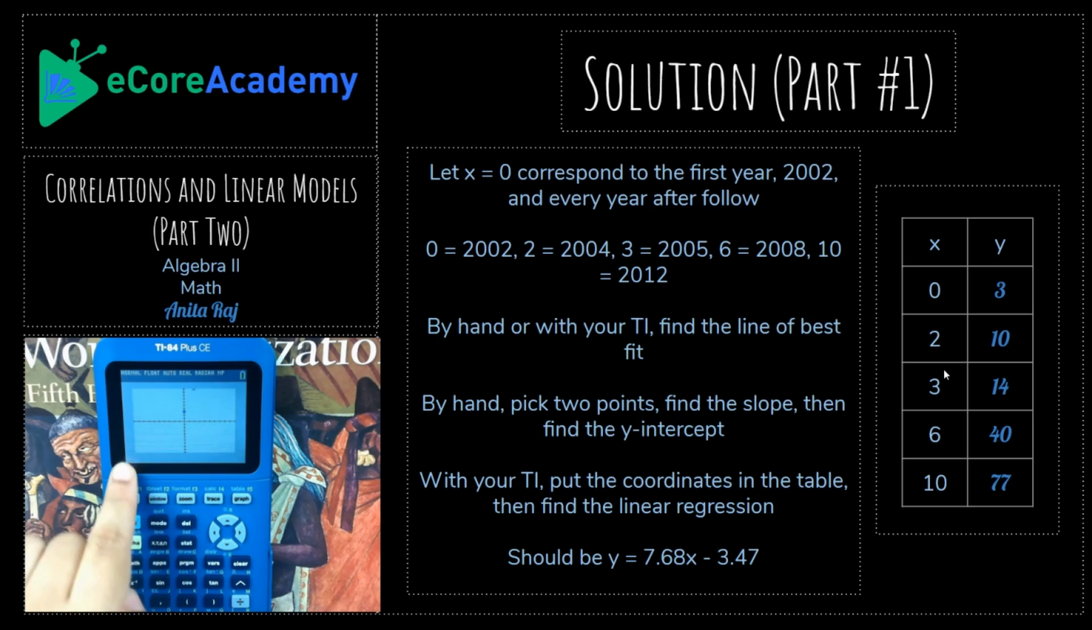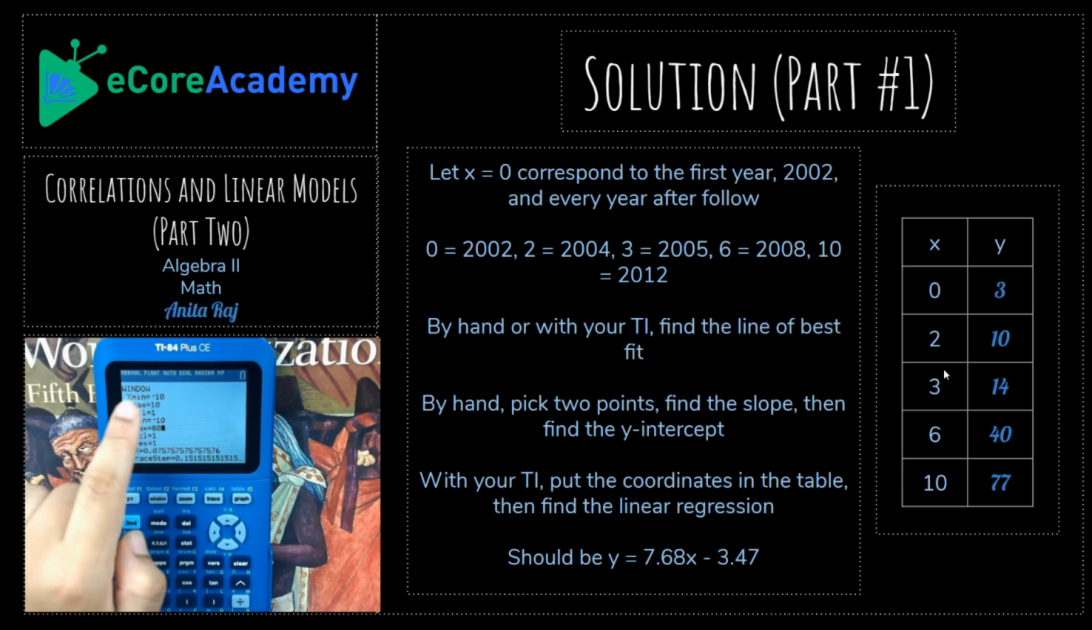So in order to do that, you might have already guessed, you need to change your window, because this is your standard viewing screen. It only goes up to 10 on the y-axis. However, my largest y value is 77. So I'm going to go to window and scroll down to Ymax, and I'm going to just change this to 80 to make sure I can see that last point.